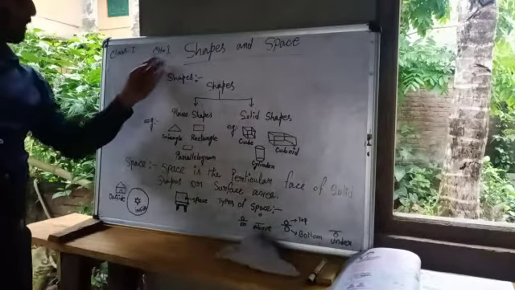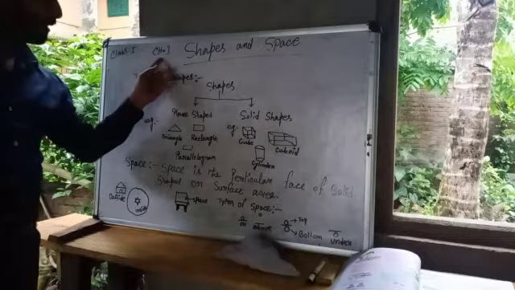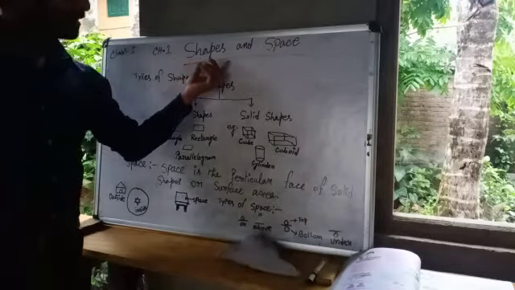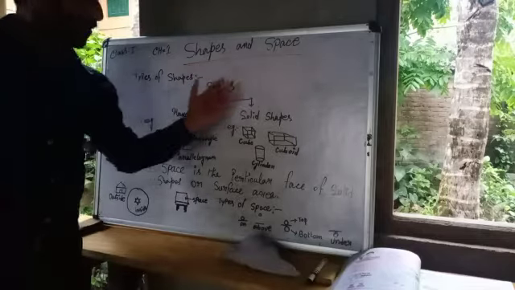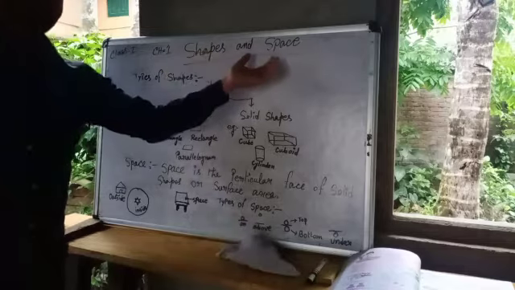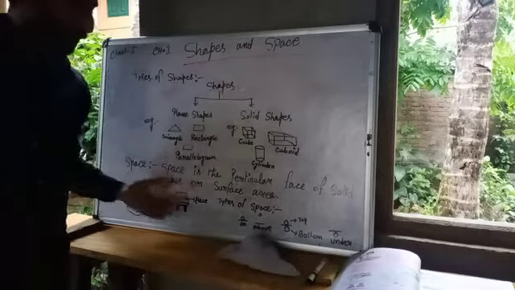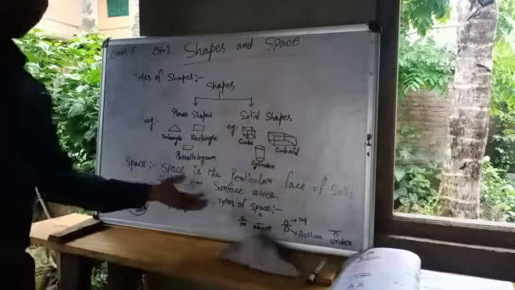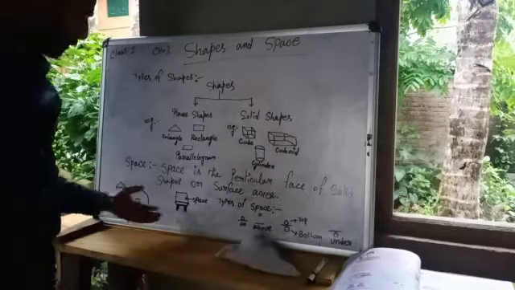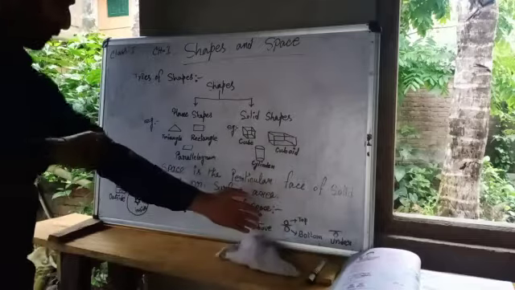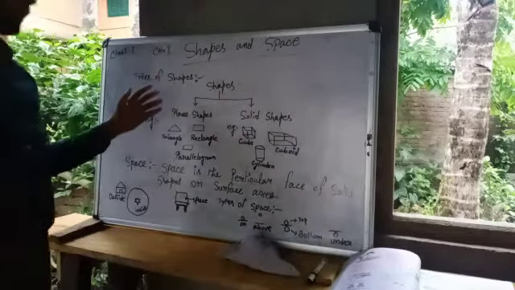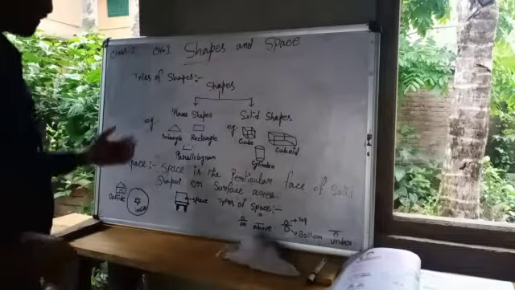Class 1, Chapter number 1 from the CBSE curriculum. Today we learn what is shape and space. What are shapes and how many types of shapes are there? What is space? How many spaces are there? There are different types of shapes and space, so we will discuss shapes and space.